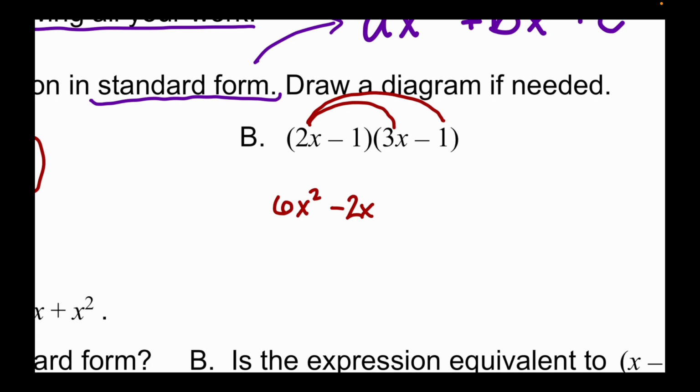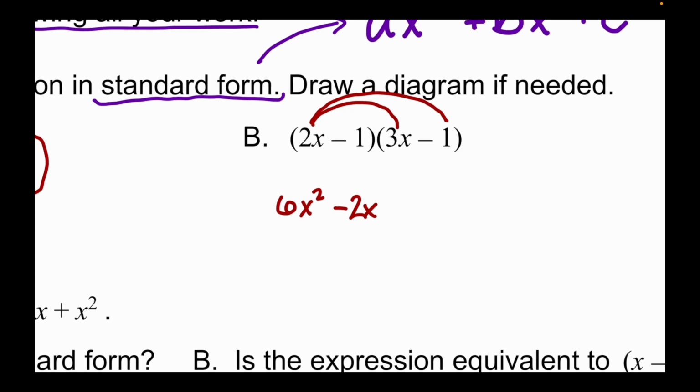I'm going to use a different color here. I'll use blue, because now I need to take this negative 1 and distribute it through over here to the right as well. So I'm going to write these ones here in blue. Negative 1 times 3x will give us negative 3x. And then negative 1 times negative 1 will actually give us positive 1, or plus 1 here.